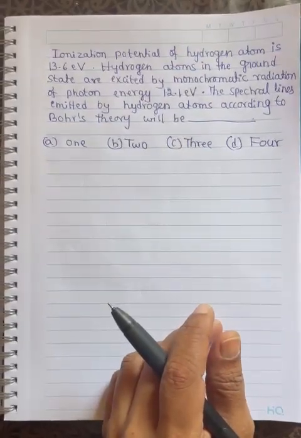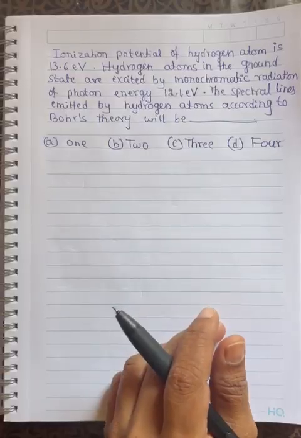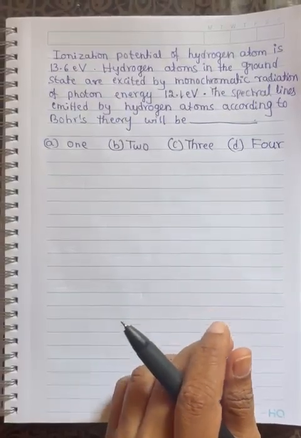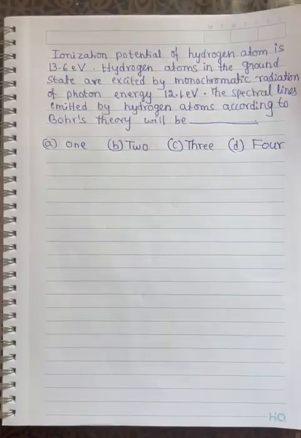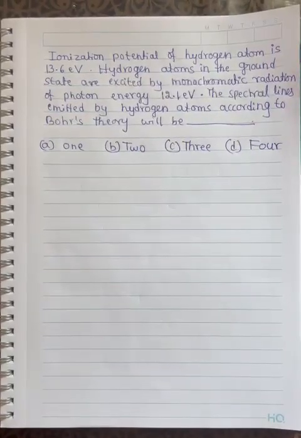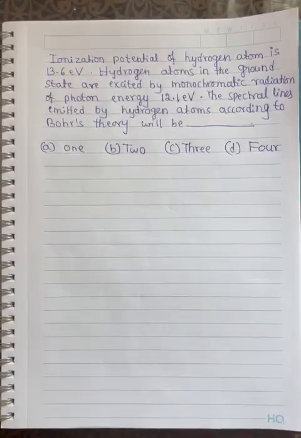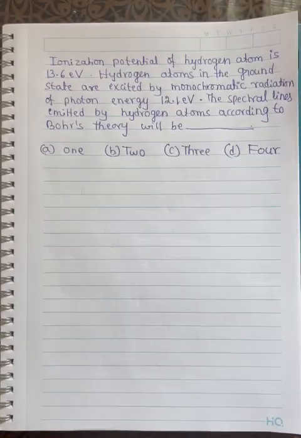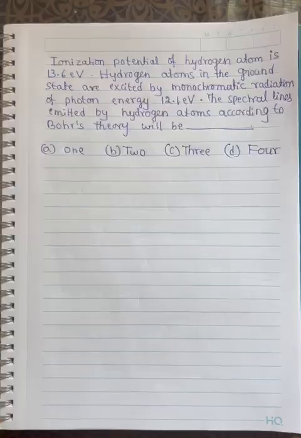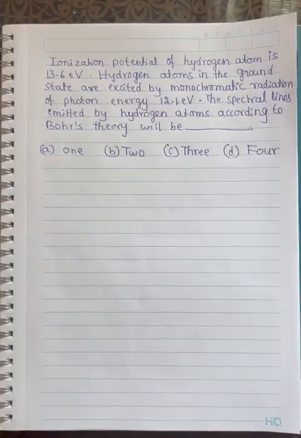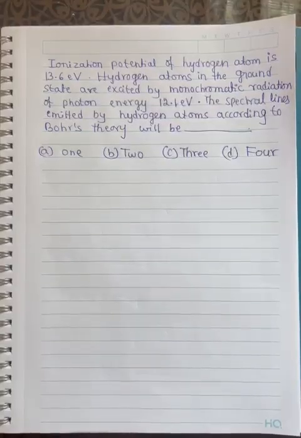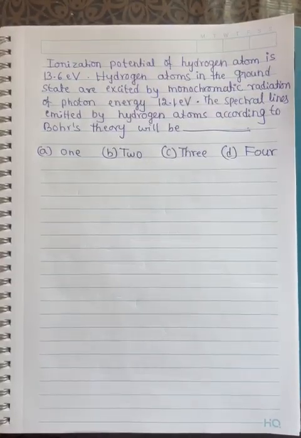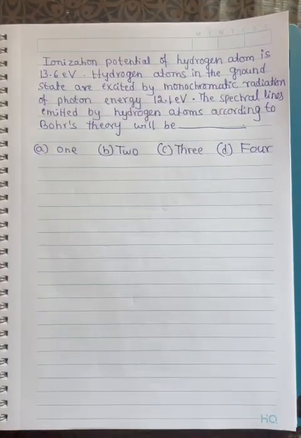Hello students, today let us solve the problem related to the atomic structure. The question is: the ionization potential of hydrogen atom is 13.6 electron volt. Hydrogen atoms in the ground state are excited by monochromatic radiation of photon energy 12.1 electron volt. The spectral lines emitted by hydrogen atoms according to Bohr's theory will be. Four options are given.